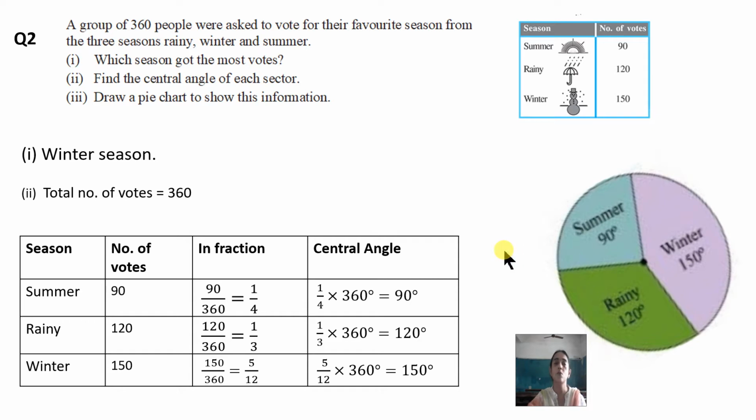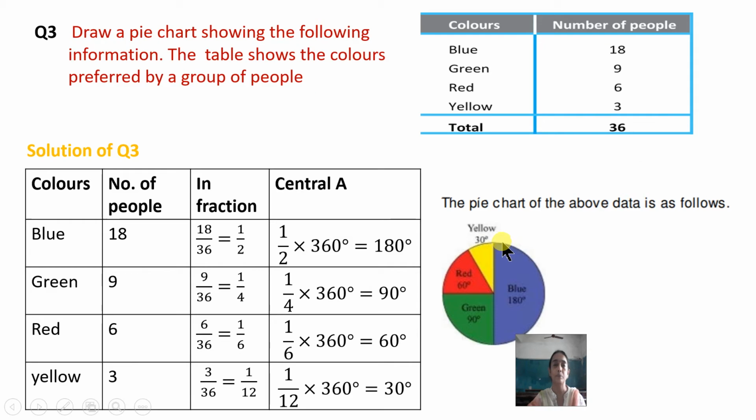Let's move to question number 3. Draw a pie chart showing the following information. The table shows the colors preferred by a group of people. Whenever we have to draw a pie chart, we need these two columns, fraction and central angle. There is a typing mistake, it should be central angle. Okay, now after that, first write down these two columns, colors and number of people. So blue, green, red, yellow, 18, 9, 6 and 3.